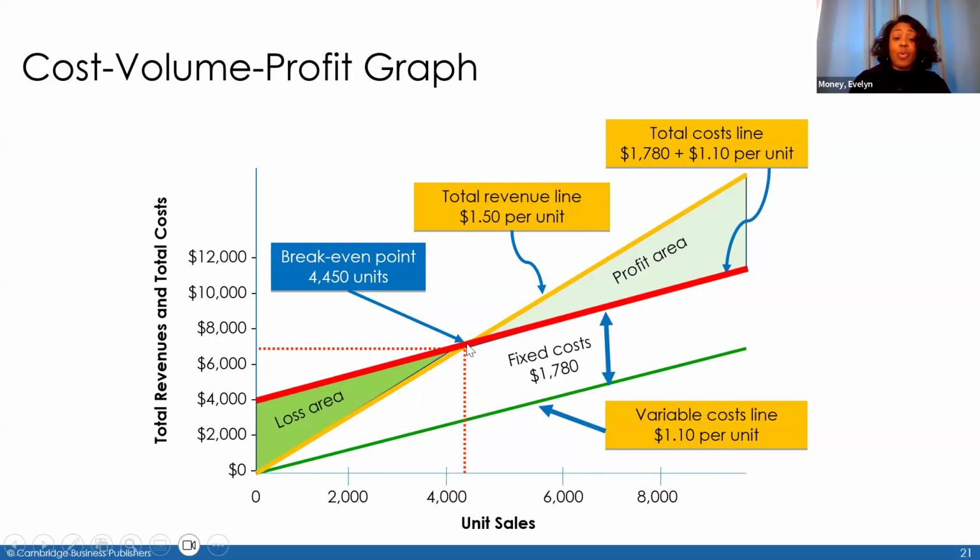Now, take a look as my revenue line continues to increase, or as it ascends. And my cost line ascends as well, but not as fast as my revenue line. So when my revenue line is above my cost line, I have a profit area, which is above the break-even point. If my sales, or units in sales, I should say, happens to fall below the break-even point, then my cost line exceeds my revenue line and we have a loss.